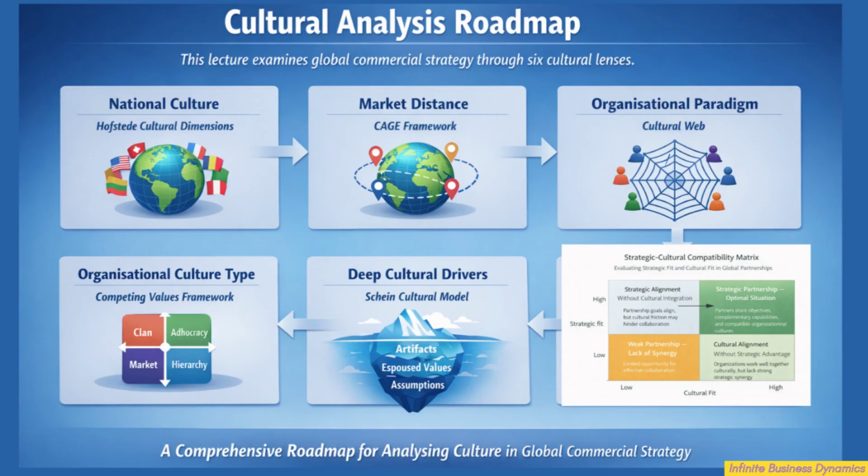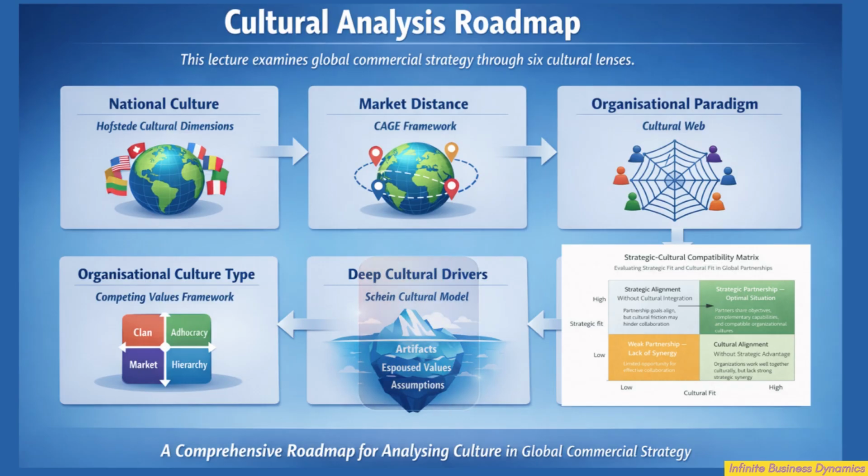Next, we move inside organizations through the cultural web. This framework helps identify how stories, symbols, power structures, rituals, and control systems form the dominant organizational paradigm. We then examine organizational culture types using the competing values framework. This model distinguishes between clan, adhocracy, market, and hierarchy cultures, helping explain how organizations prioritize collaboration, innovation, competition, or control.